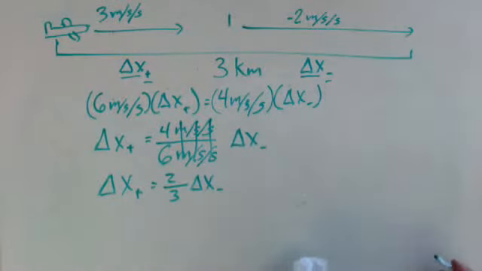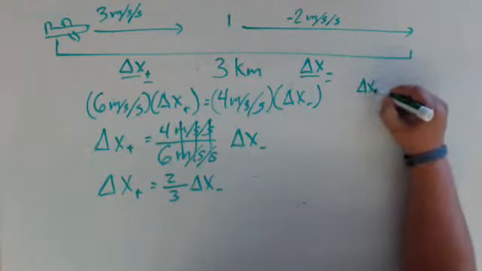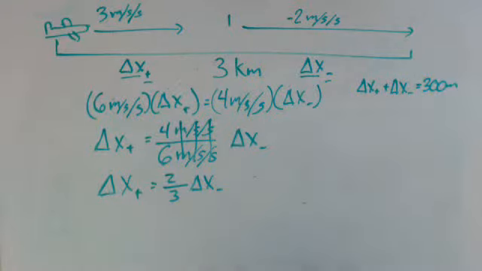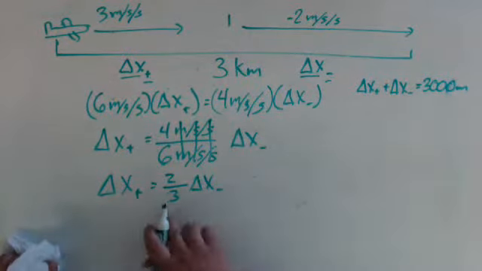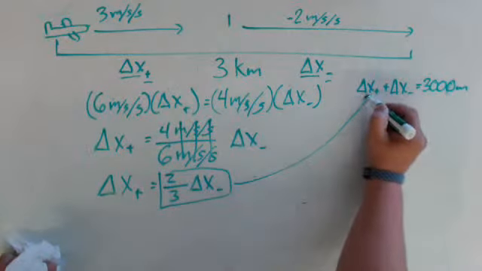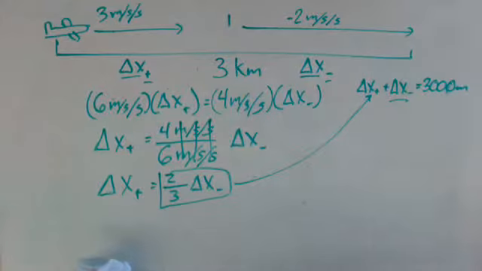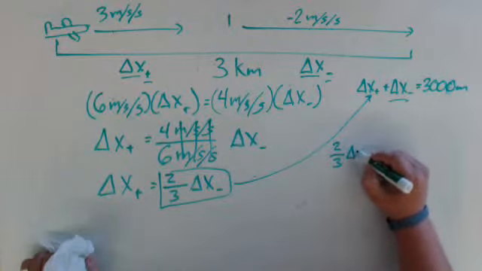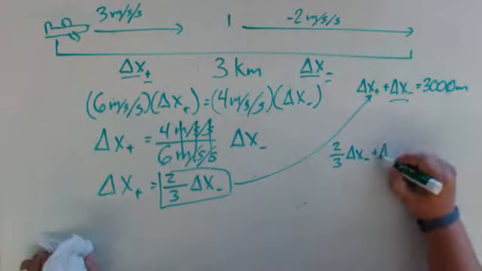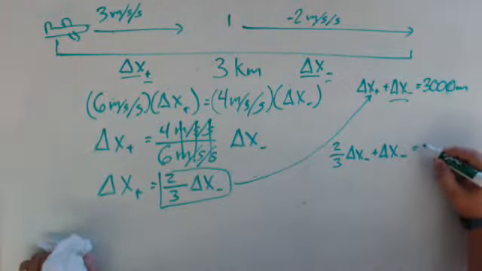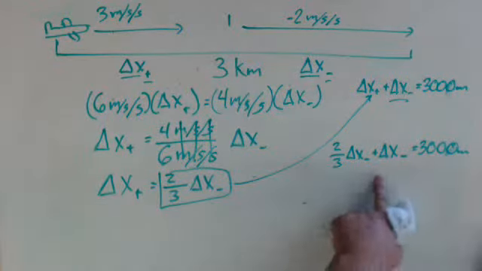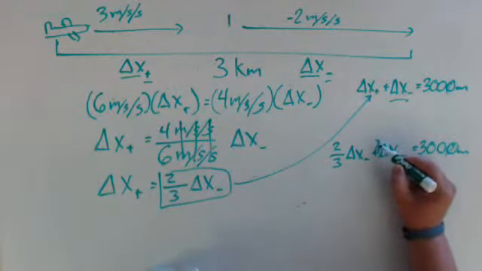Now, if you remember, and I erased it, and I wish I didn't, delta x positive plus delta x negative is equal to 3,000 meters. Oops, not 300 meters, 3,000 meters. So that means that if I substitute this in for this, I can get my length of runway. So I end up with 2/3 delta x negative plus delta x negative. I'm going to be glad to quit saying delta x negative and delta x positive. If I add this to this, remember that this is 1, so we translate to 3 over 3.